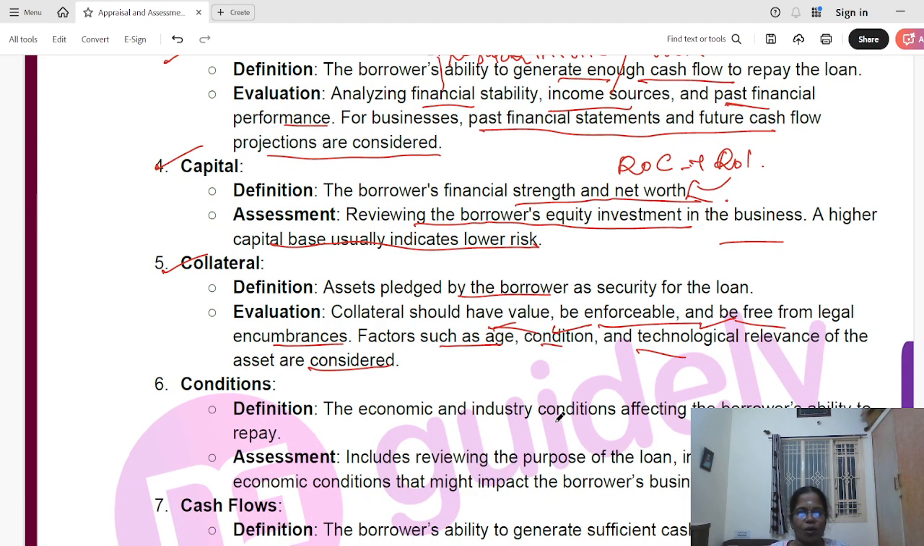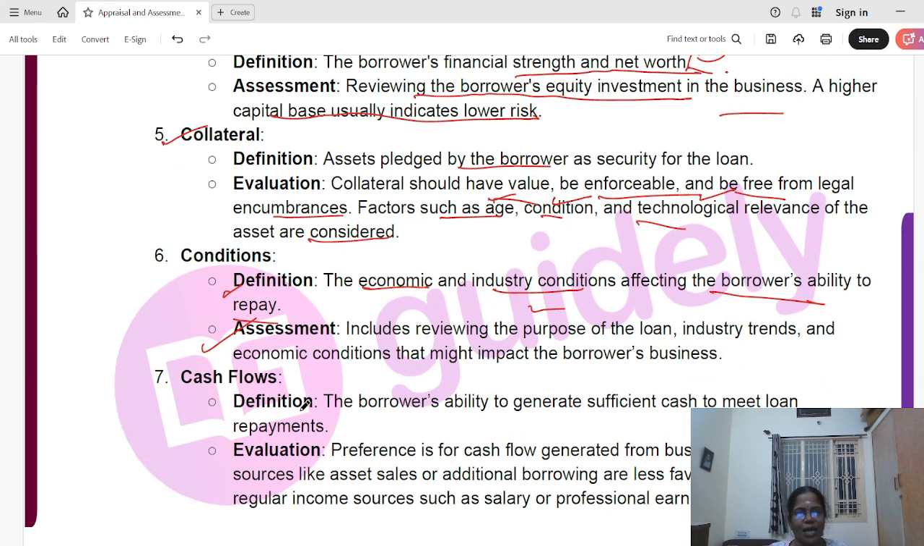So what are the economic conditions? What is their economic situation, what is the condition of the industry, affecting the borrower's ability to repay. Whether these conditions are supporting the borrower to repay the loan amount or not. The assessment includes reviewing the purpose of the loan, what the industry trend is, and economic conditions. Everything should be taken into account.